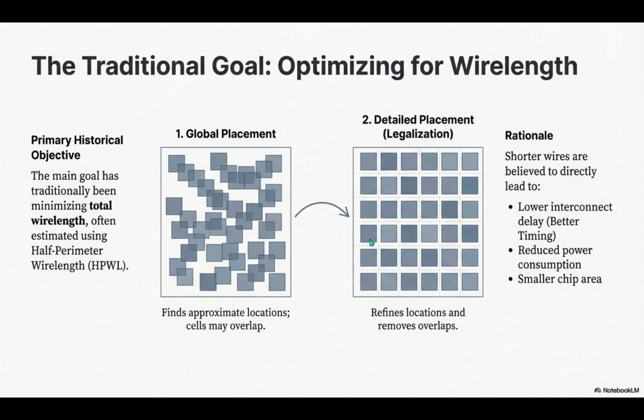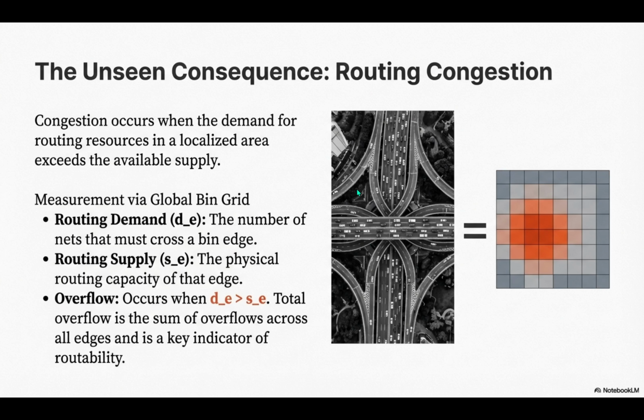Well, the flaw is that global consistency doesn't guarantee local consistency. The optimization algorithm, while it's chasing that lowest possible total wire length, will aggressively cluster highly interconnected cells together. Why does it do that? Because it sees that local clustering as the most efficient way to reduce the sum of all the lengths. It's just doing what it's told. And what's the result of that ultra efficient local clustering? A massive traffic jam.